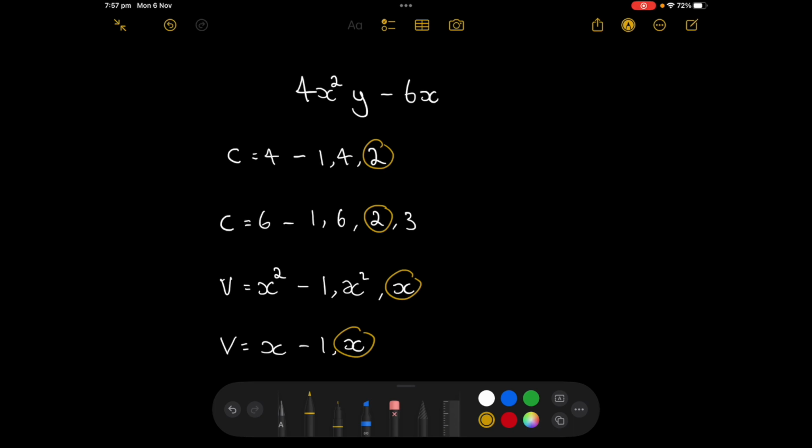So that gives us a final answer of taking 2x outside of our brackets, and then left inside we have 4x squared y divided by 2x, which is 2xy, and then 6x divided by 2x, which is minus 3. And that is our final answer. Now, if you wanted to check that, once again, you could expand that equation and you'd get the exact same as our original expression.